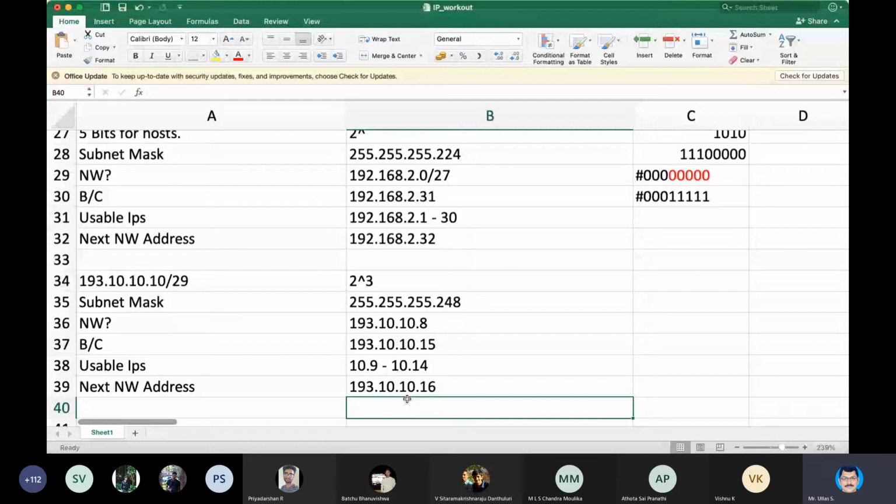Have you all understood this, how we are calculating? Yes, sir.